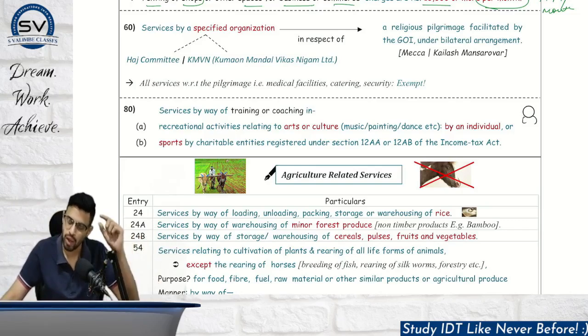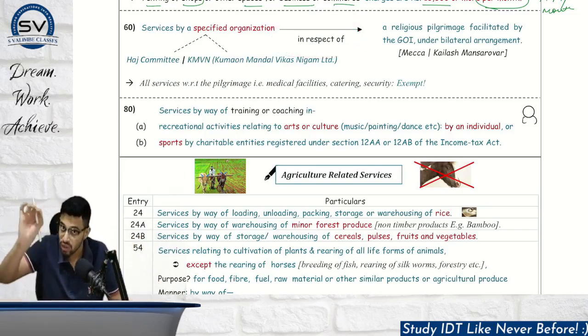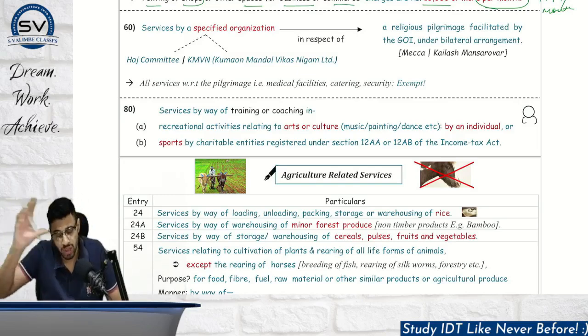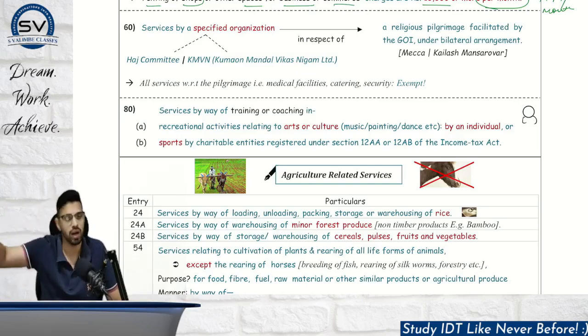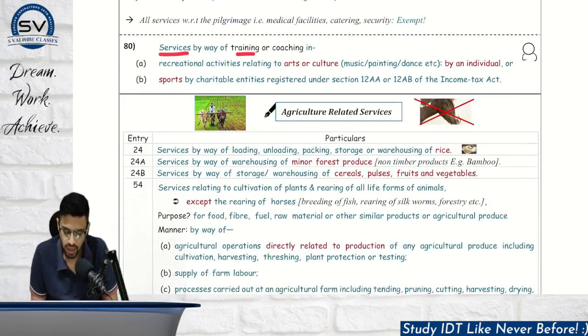So in that case, the entire amount is exempt, because the word we are using is in respect of, not only with respect to that yatra. Okay. So with respect to the yatra, all the services are covered. The entire amount is exempt. Next, services by way of training or coaching.